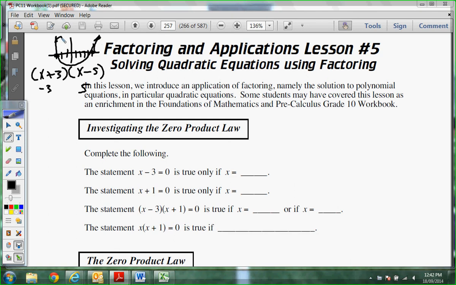Okay, I'm throwing stuff at you, but what I just told you, the zero property, we just did. This is today's lesson: you being able to do that. So that's what we're going at. Okay, so investigate the zero property law.